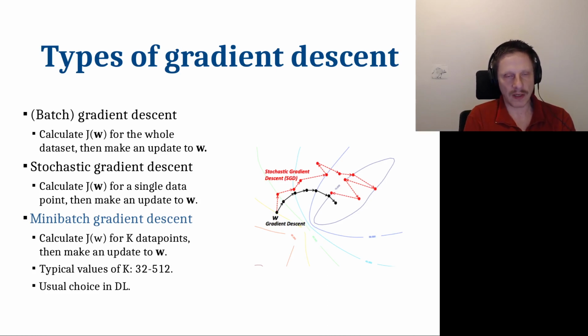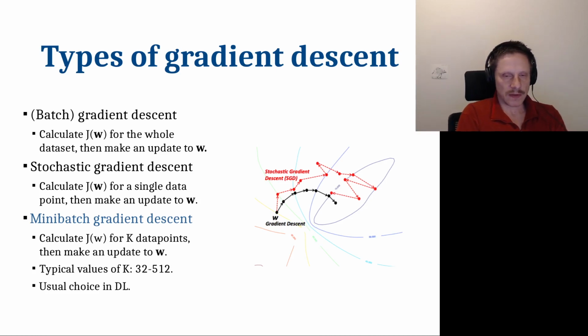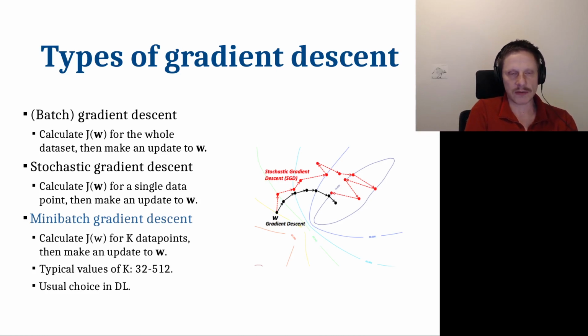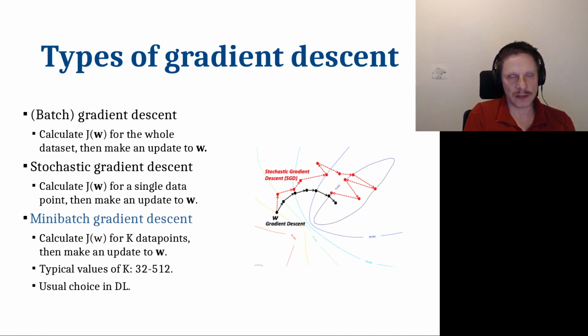Typical values of k in deep learning would be something like 32, 64, up to something like 512 or so. This is mostly determined by how many of these samples fit in your GPU memory, and the more you can put in the GPU memory, the better, because the algorithm works faster. So mini-batch gradient descent is the usual choice in deep learning. That's almost always what we use.